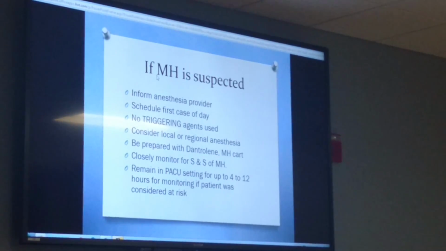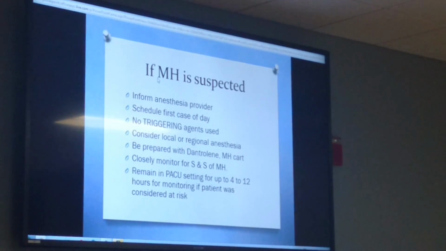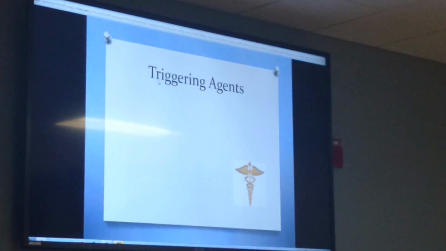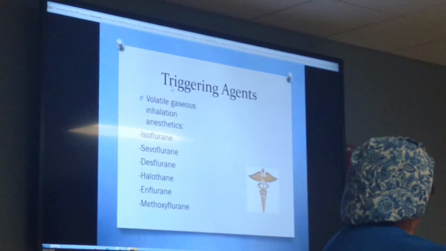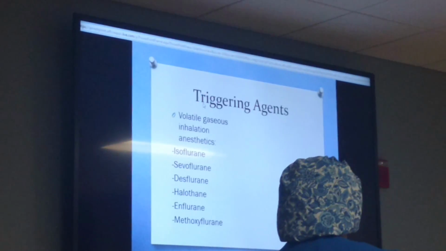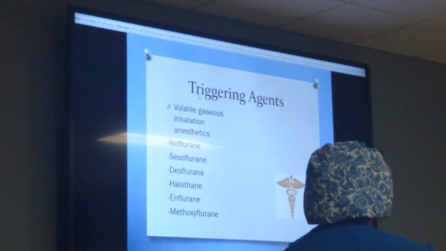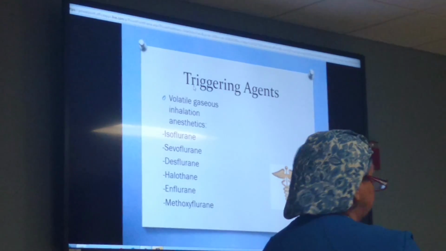So what are your triggering agents? It's all of the volatile anesthetic gases that we use: the isoflurane, the sevoflurane, the desflurane, the halothane, all of the things that are up there, okay? And also your muscle relaxant, which is succinylcholine.